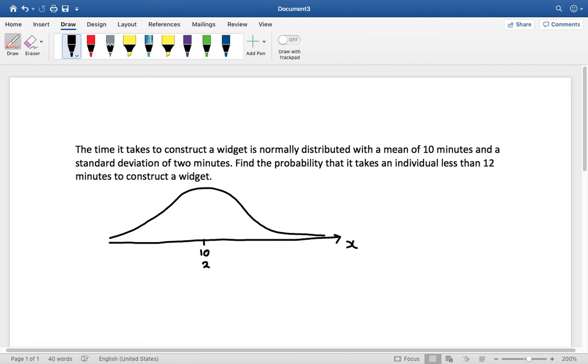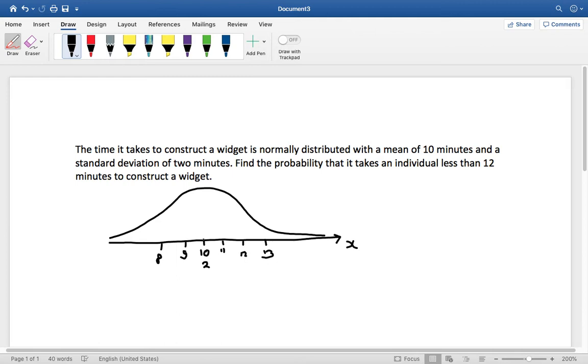So 10, 11. Some people it takes 11 minutes, some people it takes 12 minutes, some people it takes 12.1 minutes, some people it takes 13 minutes, some people it takes 9 minutes, some people it takes 8 minutes. So this is just a number line of how long it takes people. And it's a continuous distribution, so even though some people it takes 8, some people it takes 8.1.